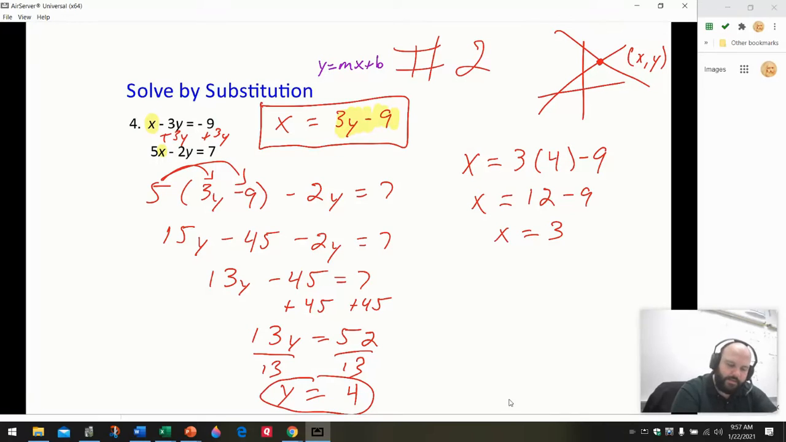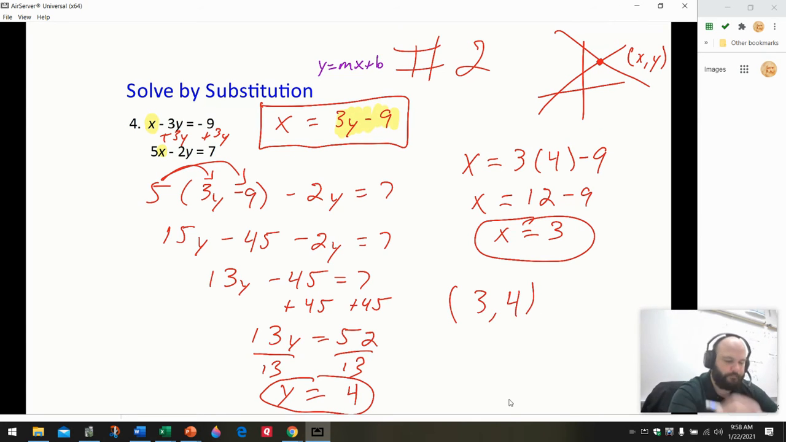And as you can see, x is equal to 3. Now, once you have your x variable solved for and your y variable solved for, I would like you to write those as an ordered pair. Remember, ordered pairs are x, y. So this would be 3 and then 4.